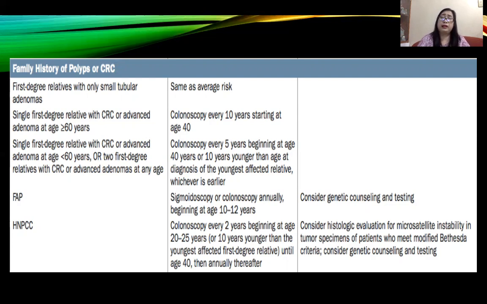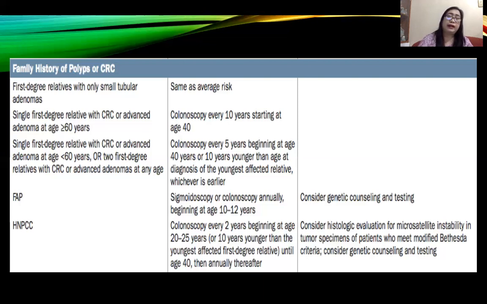Patients with familial adenomatous polyposis, sigmoidoscopy or colonoscopy should be done annually or yearly. This starts at the age of 10 to 12 years old. And you need to consider also genetic counseling and testing.